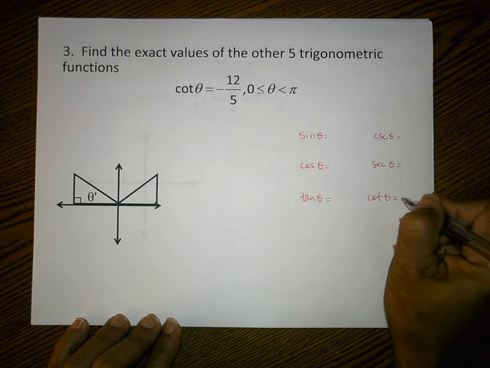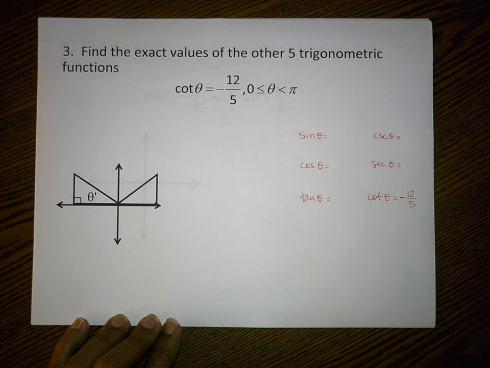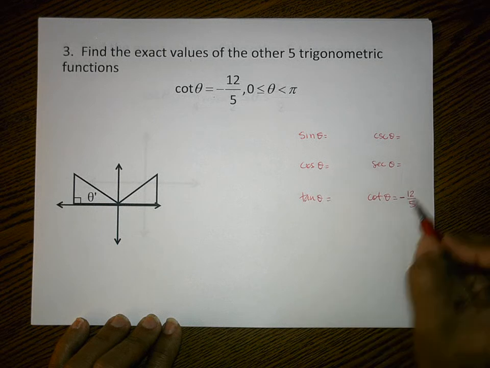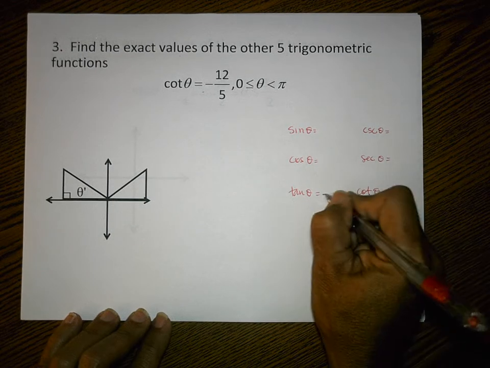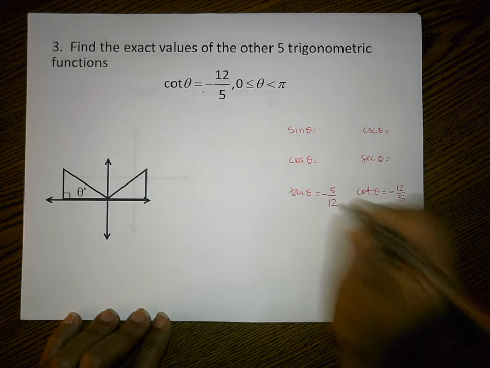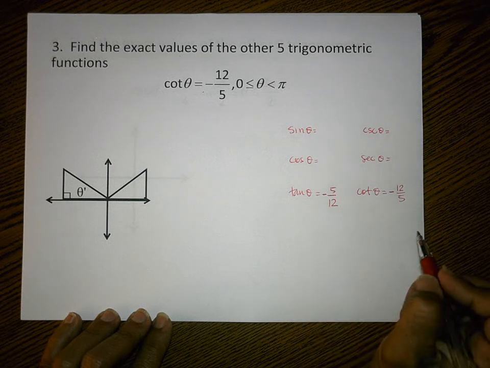So that was a given. But I can figure out the other 5, okay? So immediately we can figure out the tangent, because the tangent is just the reciprocal of negative 12 over 5. The reciprocal would be negative 5 over 12. So at least you can already get one of them based on the information that was given.